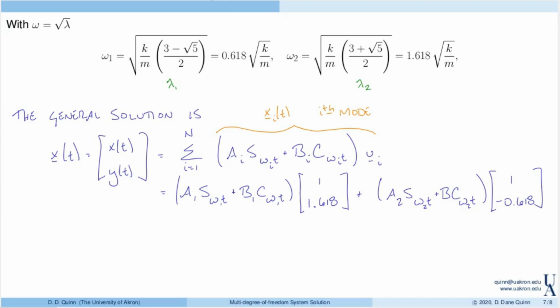But these other constants, A1, B1, A2, B2, are used to fit initial conditions.